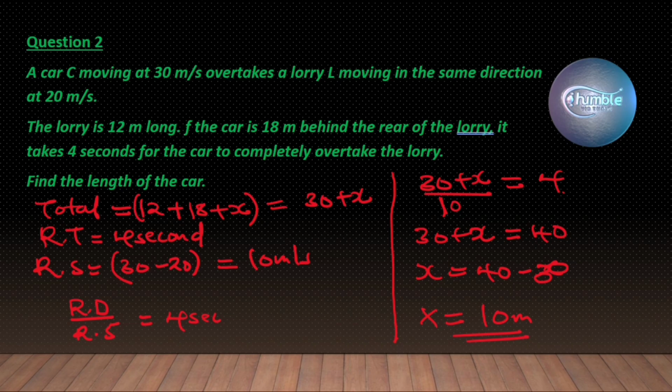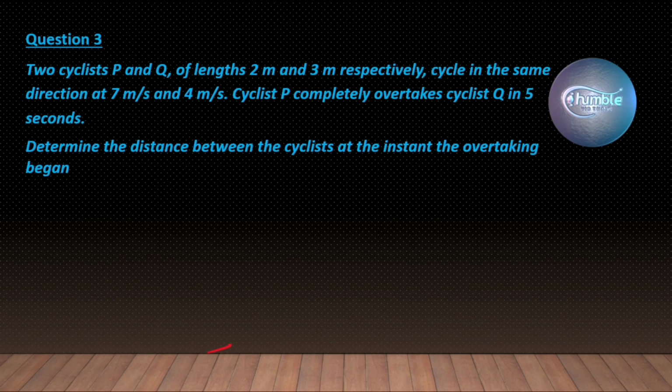The last one. Two cyclists P and Q of length 2 meters and 3 meters respectively cycle in the same direction at 7 meters per second and 4 meters per second. Cyclist P completely overtakes Q in 5 seconds. Determine the distance between the cyclists at the instant the overtaking began. So now, the total distance is the length of the two, that is 2 plus 3 meters. The distance between them, let's say x. So this one is going to be 5 plus x meters.